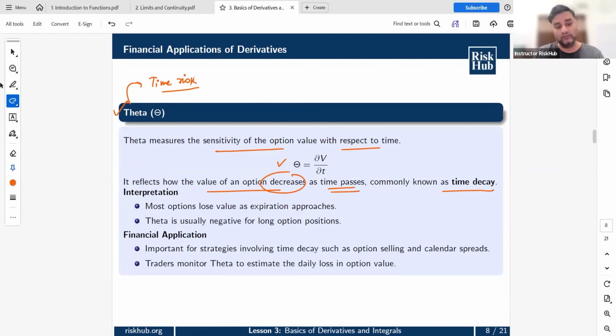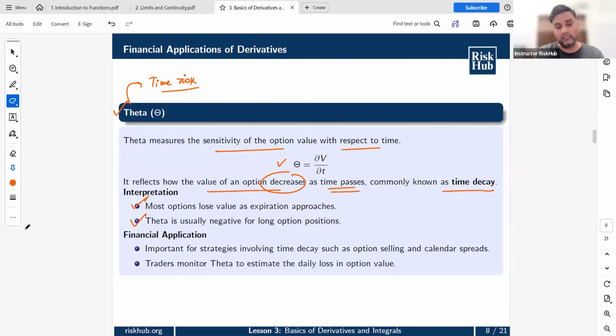Call option price today, if it's 10, one week later, everything unchanged, right? Call option value might be 9.70. This loss of 0.30 comes from theta. Please understand the loss will only be to the buyer of the option. If you're the seller of the option, it will be a gain, right? So most options lose value as you get close to expiry. So theta for a long position is always negative. Theta for a short position is positive.